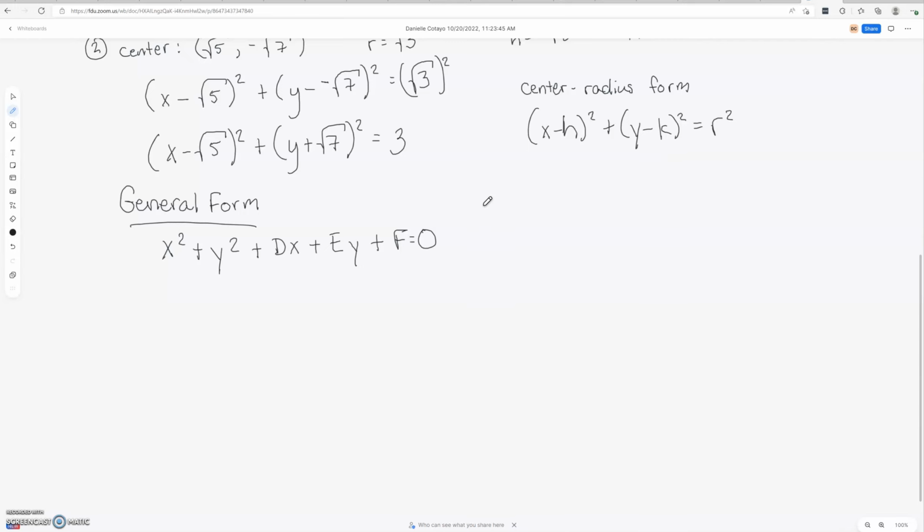Okay, so let's look at this example that we had before, right? So we had x plus 2 squared plus y minus 3 squared equals 225, and that's what we were working with before. So I'm just going to multiply this out. I'm going to take this from center radius form, and I want to get it into general form.